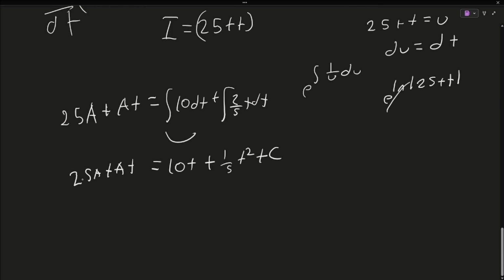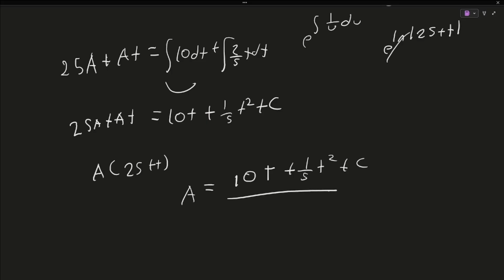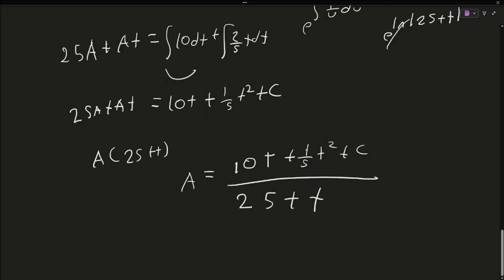And now we can pull out this A, so we can solve for A now. So we will have 25 plus t here. And I'm just going to divide by this, so we will be able to solve: A equals 10t plus 1 over 5 t squared plus C, all divided by 25 plus t right here.